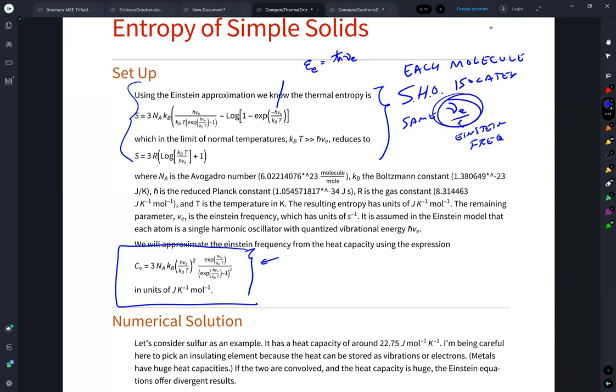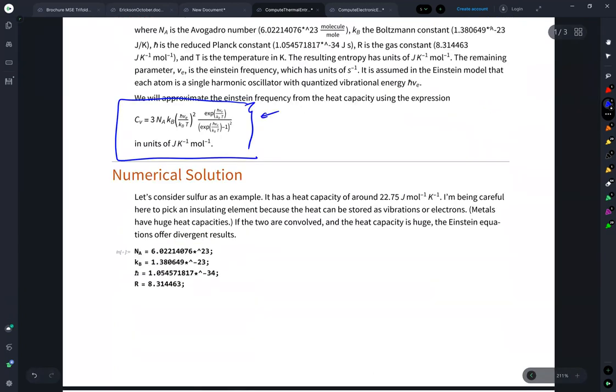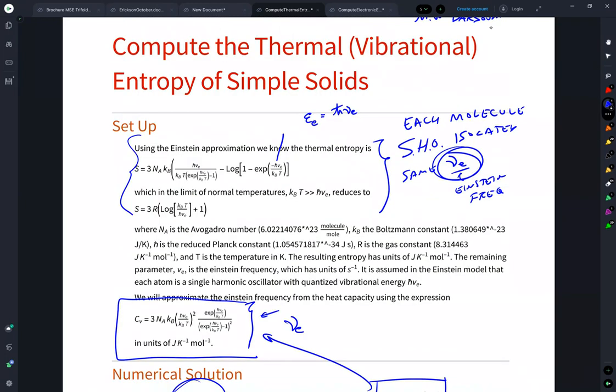So what I did in this simple example was to say that I had some semi-metal or insulator, and what did I pick? Sulfur, I think. And I looked at the heat capacity. From the heat capacity, I found the Einstein frequency. And from the Einstein frequency, I computed the entropy due to thermal vibrations.